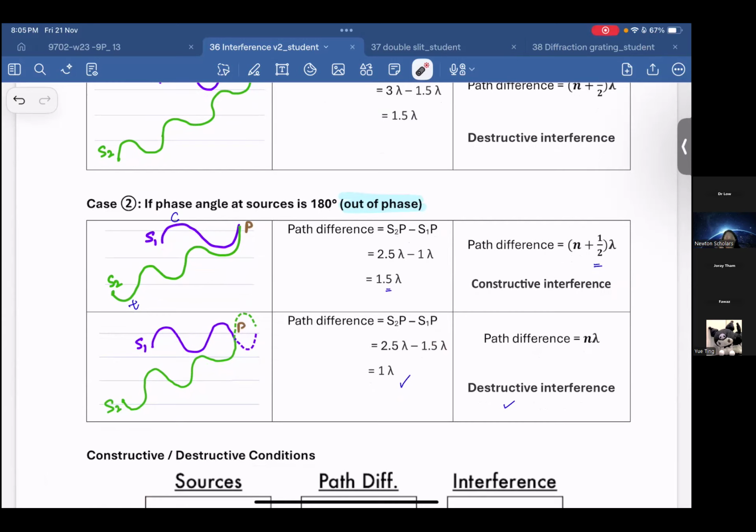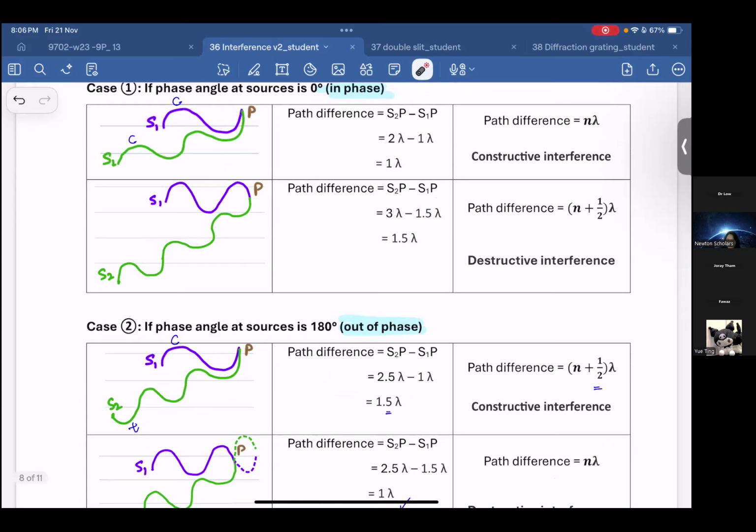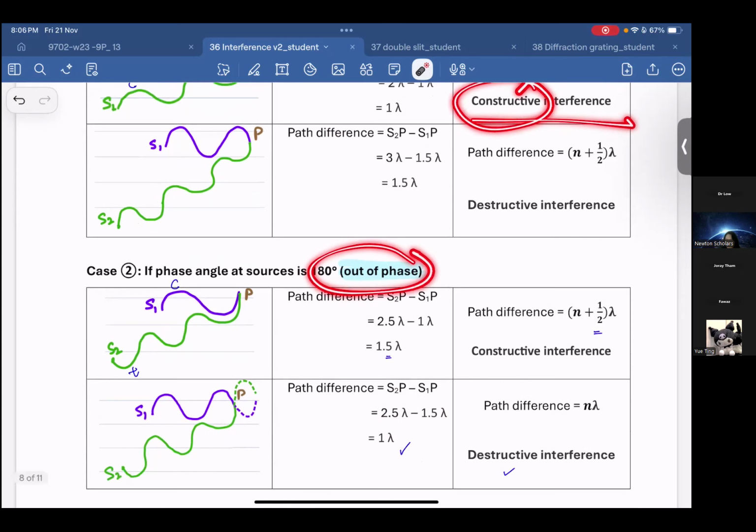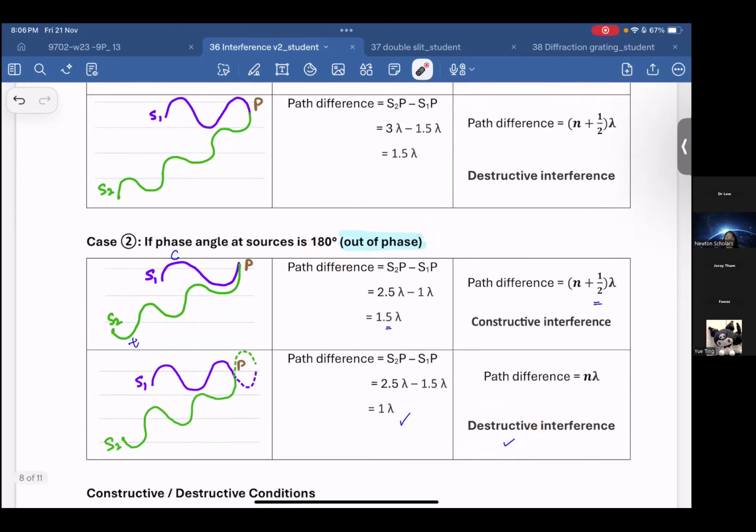Okay. Path difference is a whole number. No, this is not a whole number. What? 2.5 minus 1.5. Yeah, you mean path difference. Yes. Path difference and wavelength: it is a destructive interference. But just now, if it is a whole number for in phase, we are producing constructive. If out of phase, a whole number is destructive. They are the opposite way.